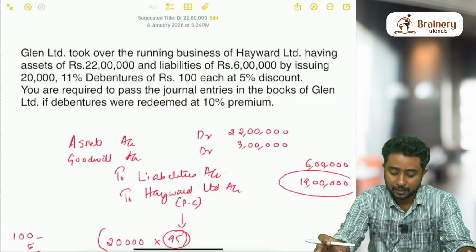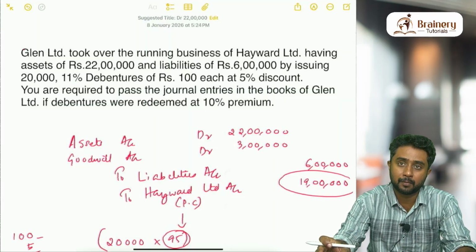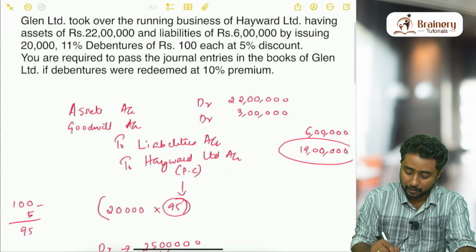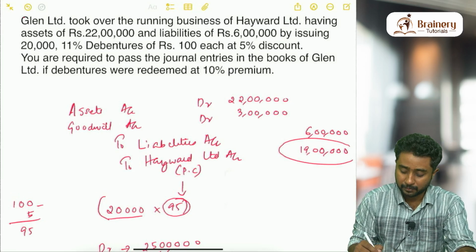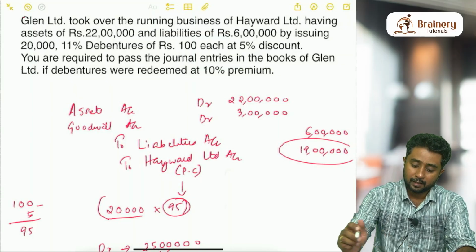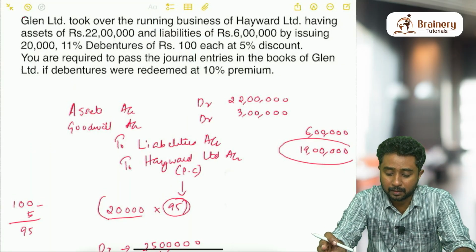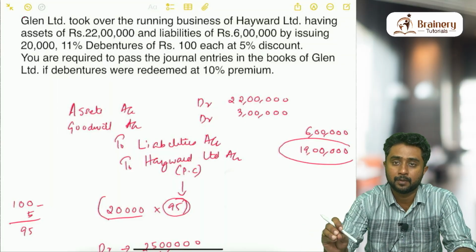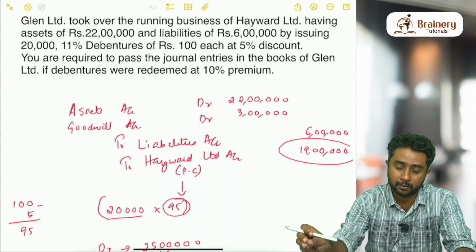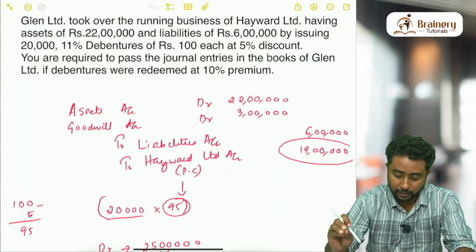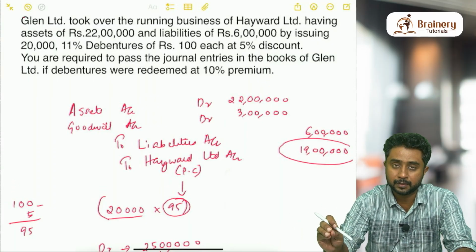Hayward Limited, here it is not directly given how much amount we are going to pay to Hayward Limited. So we have to calculate it like this: 20,000 debentures into the issue price of each debenture. You know that the debenture's face value is 100 each and a 5% discount is given in the question. So 5% of 100 is 5 rupees, so we will be getting 95 rupees. 95 into 20,000 is the value of the purchase consideration.